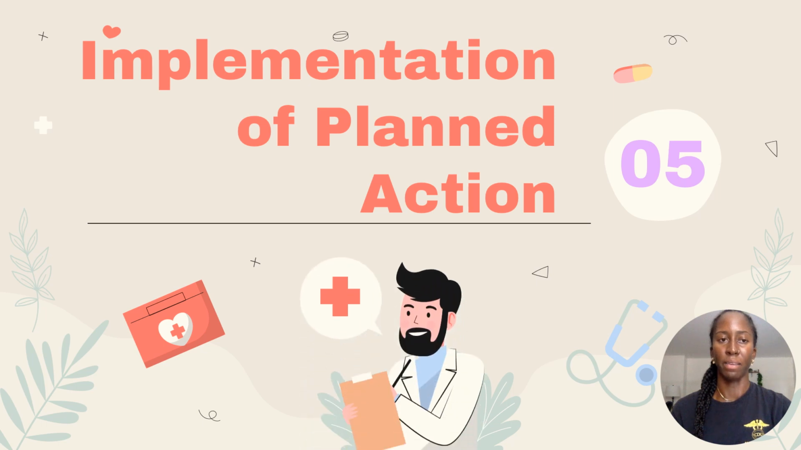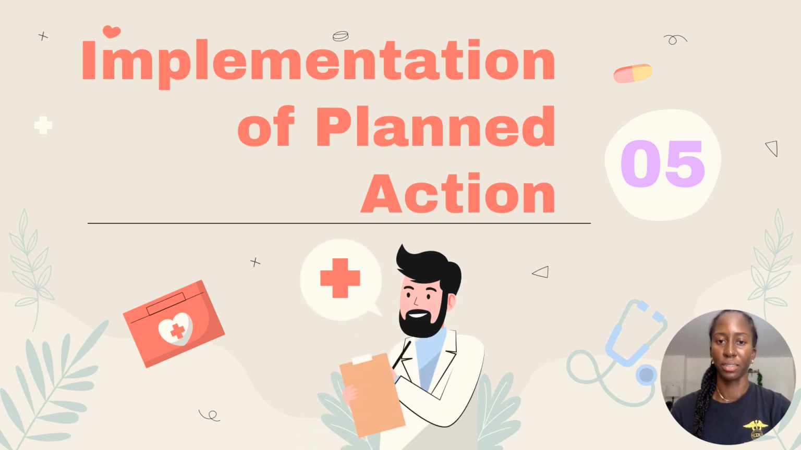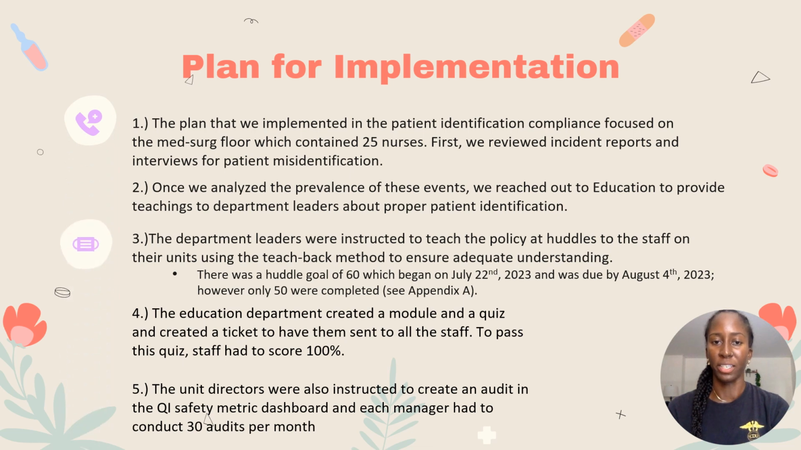Now we have number 5, which is implementation of the planned action. Plan for implementation. The plan that we implemented in the patient identification compliance focused on the med-surg floor, which contained 25 nurses. First, we reviewed incident reports and interviews for patient misidentification. Second, once we analyzed the prevalence of these events, we reached out to education to provide teachings to department leaders about proper patient identification. Third, the department leaders were instructed to teach the policy at huddles to the staff on their units using the teach-back method to ensure adequate understanding.